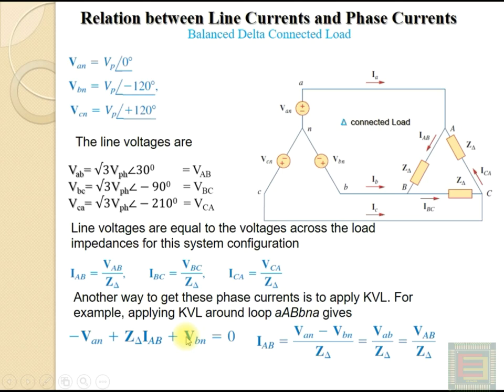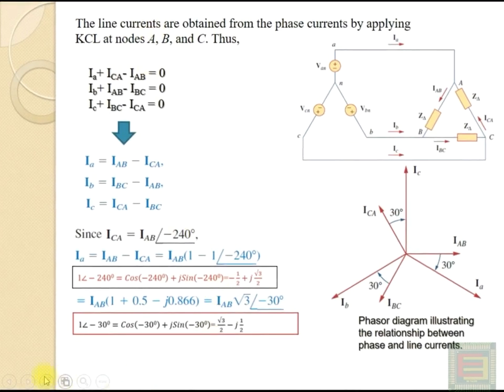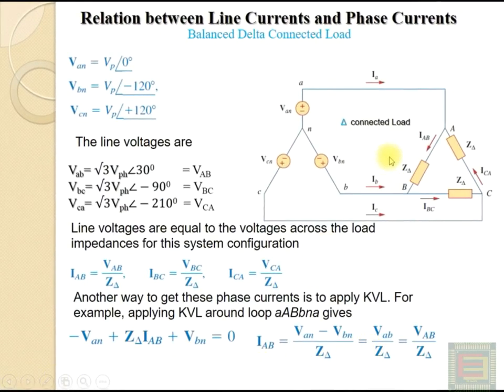You will get IAB equal to VAN minus VBN divided by Z delta, and we have seen from the previous session that VAN minus VBN will be equal to VAN plus VNB, which will be equal to VAB. So VAB divided by Z delta is the line to line voltage between the points A and B, that is the potential between these two points, divided by Z delta, the impedance connected between those two points. So by this method we can calculate the phase currents.